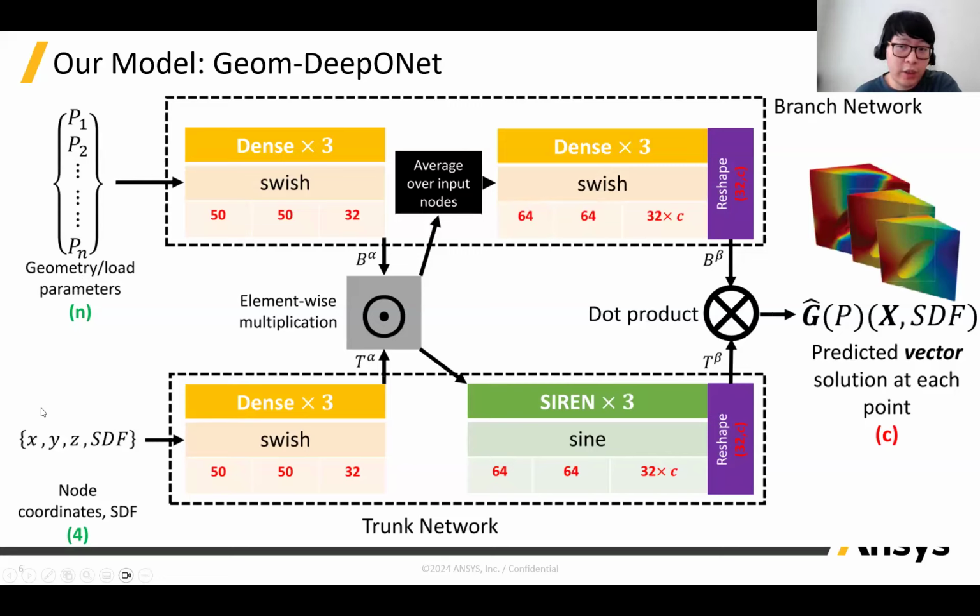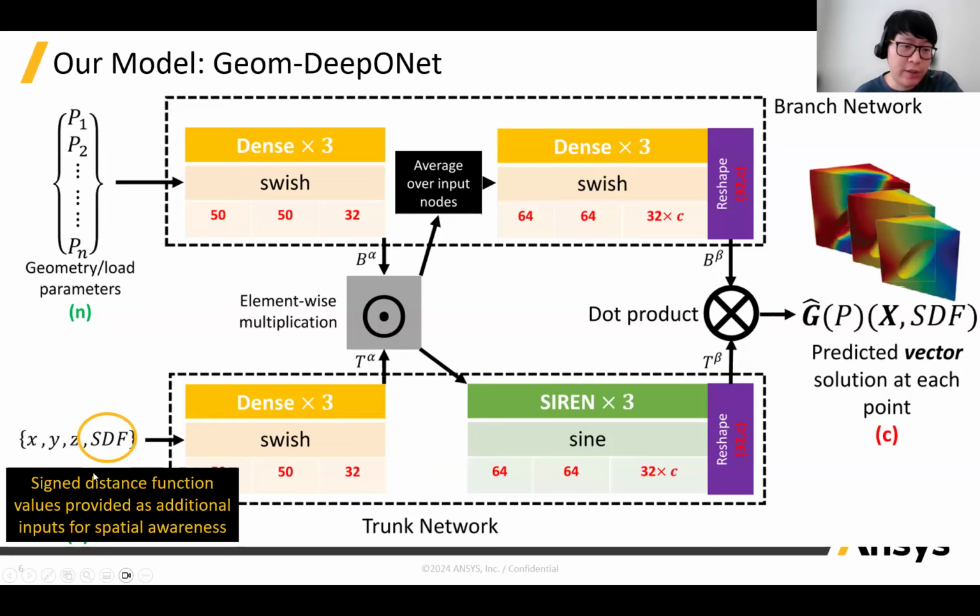And then in the trunk network, that's where typically the geometry description goes. Because it's in 3D, we have the XYZ coordinates of those nodes. Specifically, we're also adding one new feature, which is the signed distance function. The signed distance function is one of the very commonly used ways to describe parametric geometries, and it has also been used in a lot of implicit neural representation for shape representation and 3D rendering in the computer vision community.